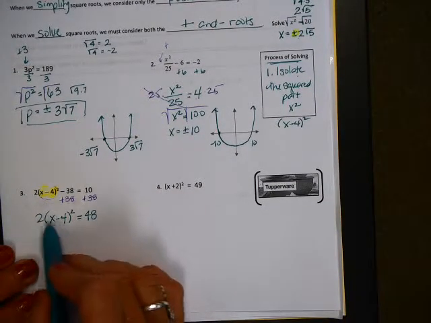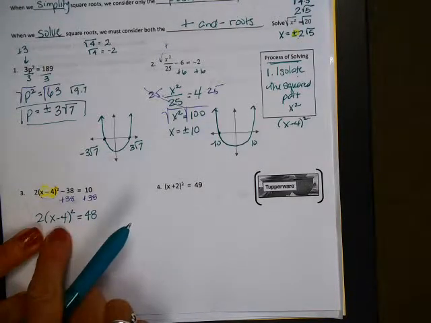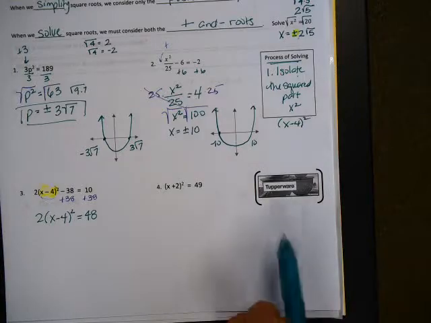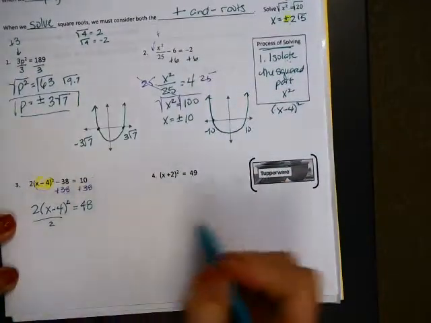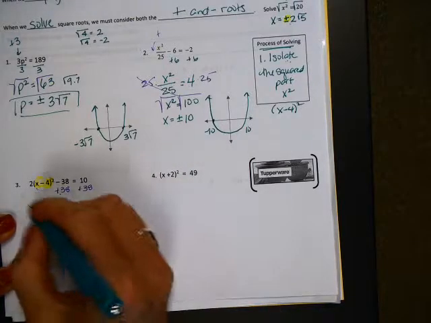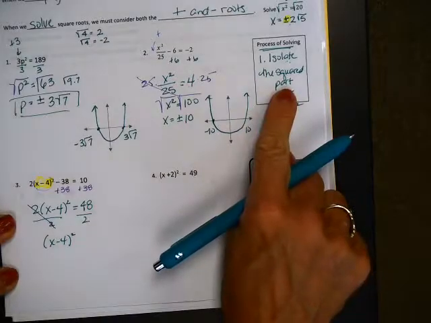Do not ever try to multiply this through, because to begin with, this is really (x minus 4) times (x minus 4). You'd have to multiply that out first. But the whole thing is to isolate. So we're going to divide both sides by 2. Those cancel out, and now I have isolated my squared part.